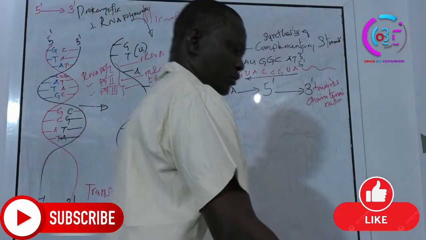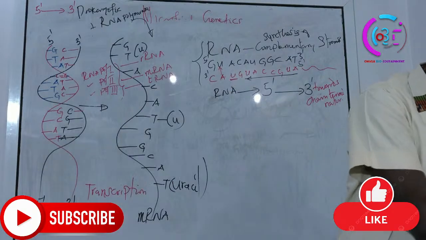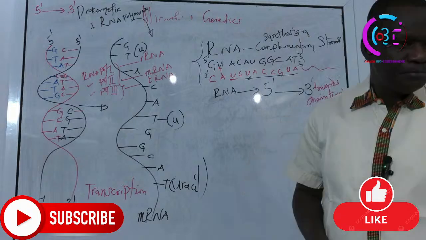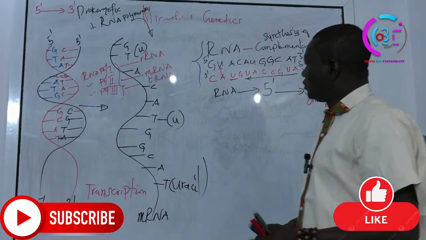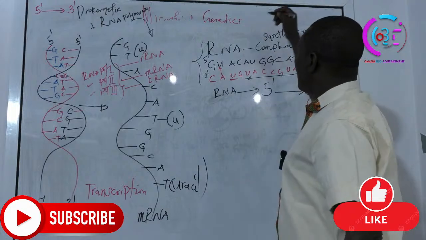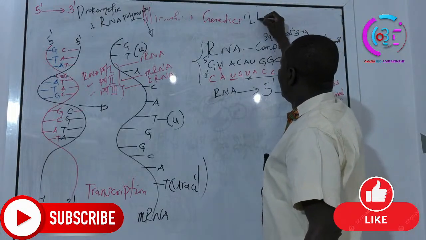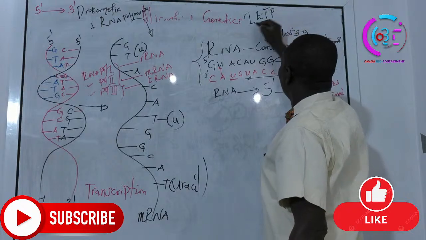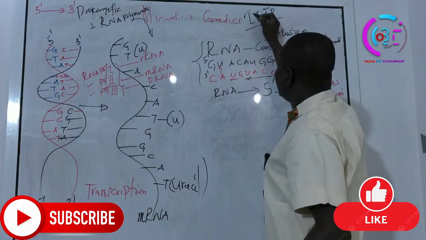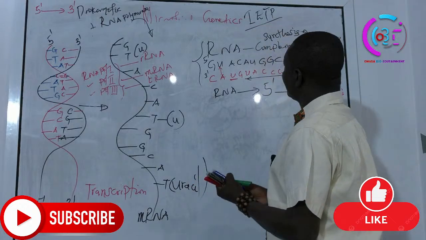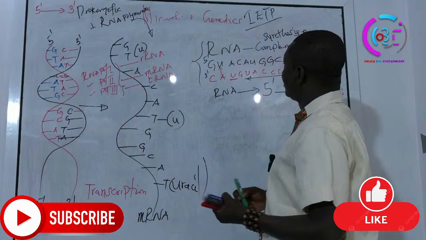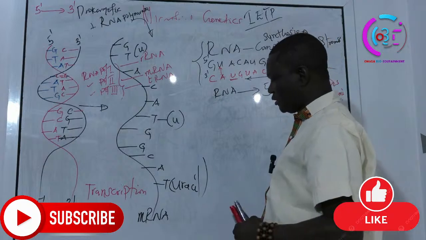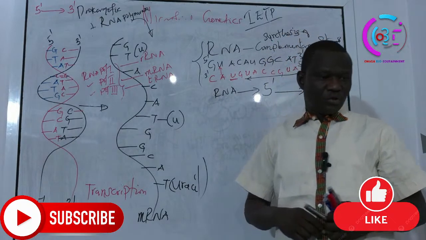Good morning once again. This is the second part of microbial genetics. I was trying to explain the process of gene transcription, and I told you that there are four stages of gene transcription. The first stage is the initiation step, followed by elongation, followed by termination, as well as post-transcriptional modification.